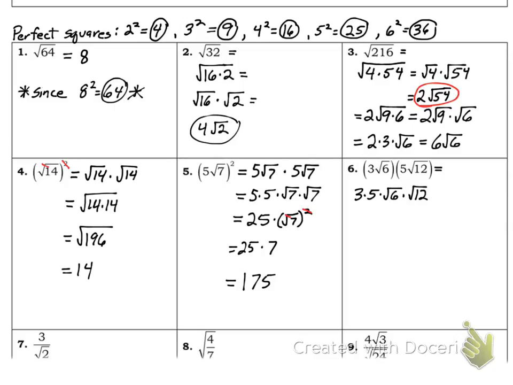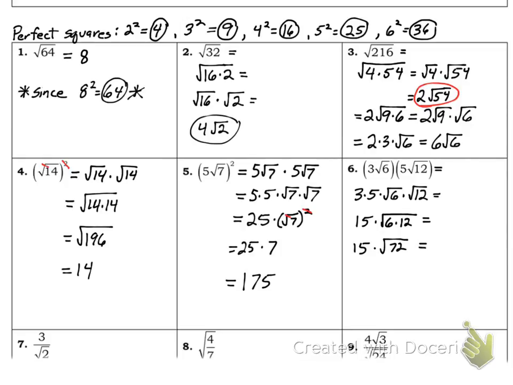Well, 3 times 5, that's easy. That's 15. I'm going to push together the square roots, so we're going to have 6 times 12. Well, that's going to give me 15 times the square root of 6 times 12. Well, that's 60 plus 12, so that's going to be 72. Square root of 72, is that completely simplified? Do any perfect squares go into that baby? No?